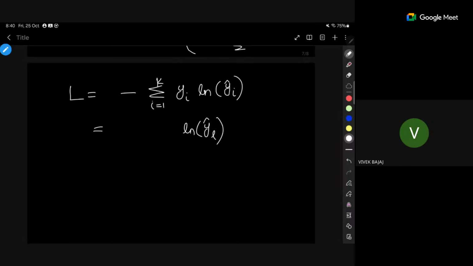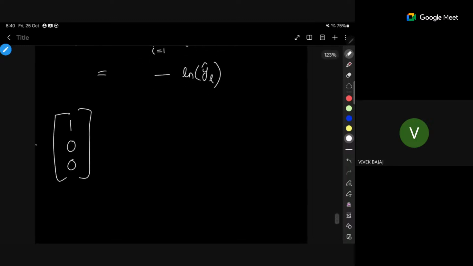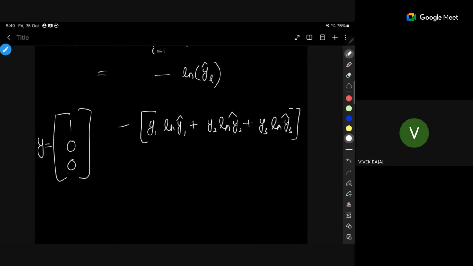And I don't need to take summation also, because that is the only point left, right? So if I tell you that I had 1 0 0, which is my true y, because we had 3 classes, that's why I'm writing this for this case one. Then my cross entropy was supposed to be minus y1 ln y1 hat minus y2 ln y2 hat minus y3 ln y3 hat, like this. But you can see that y2 and y3 are 0, so they will go away, right?